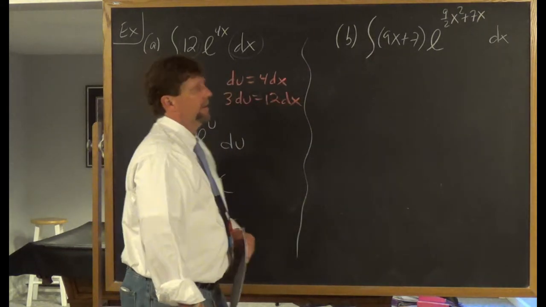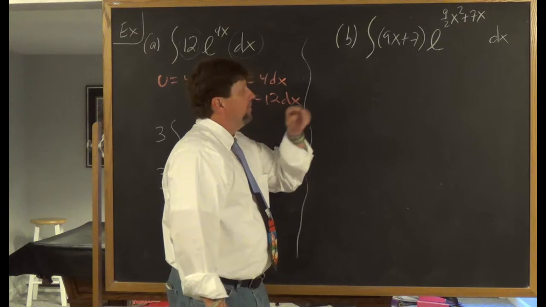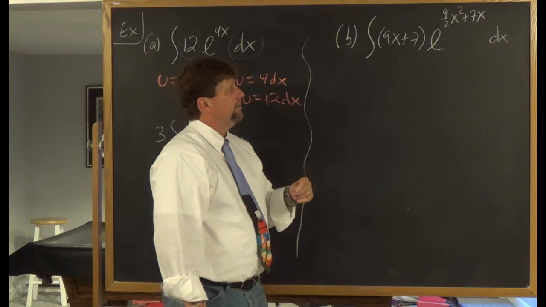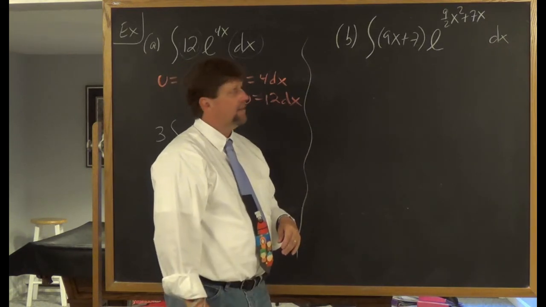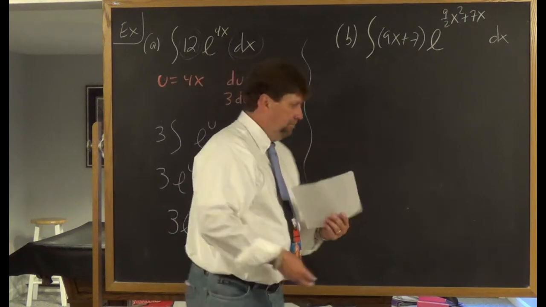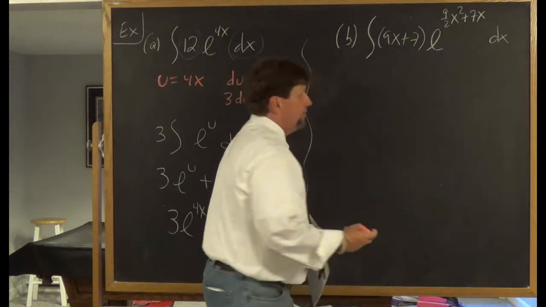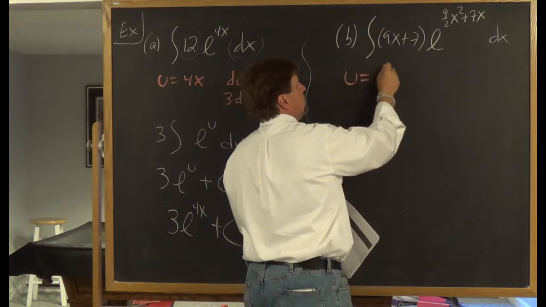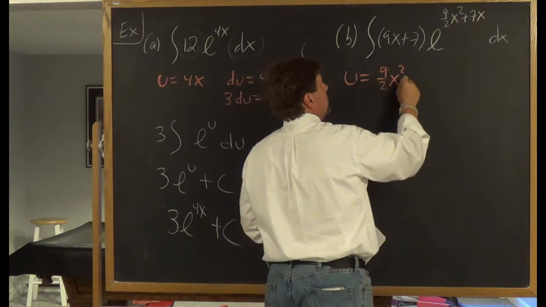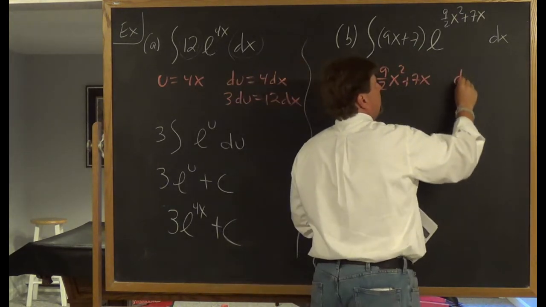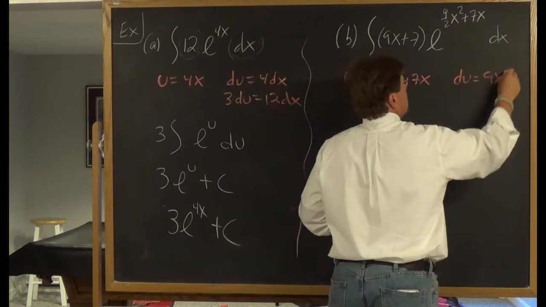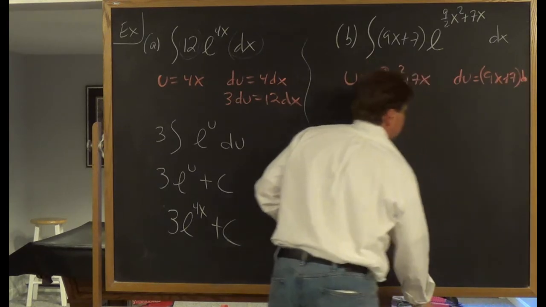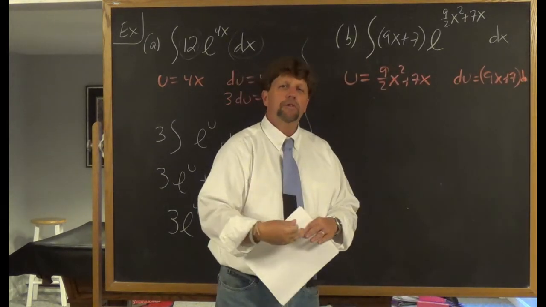Part B. Well, look at this mess. We're asked to integrate the quantity 9x plus 7 times e, and look at that exponent of e: 9 halves x squared plus 7x. That looks like a mess, but if we use our friendly u substitution, let u equal what you see in the exponent, the 9 halves x squared plus 7x. Then check it out, du is 9x plus 7 dx. du is always the derivative of your u statement.